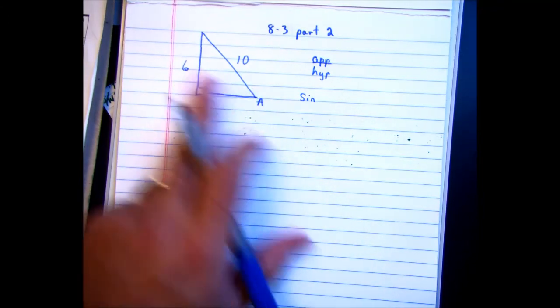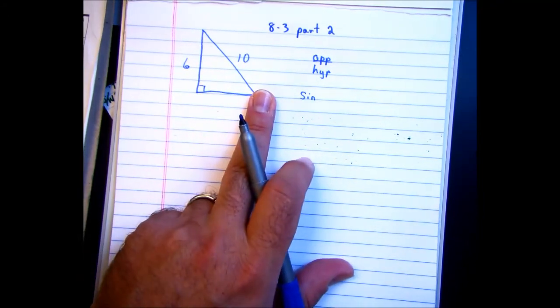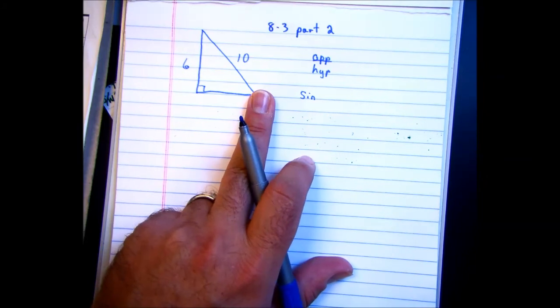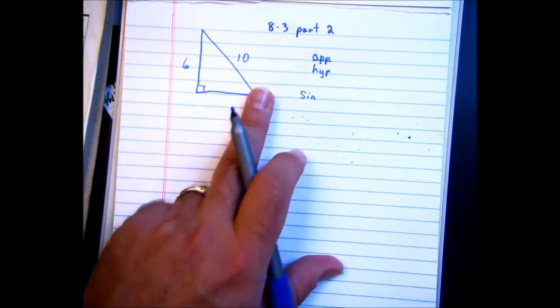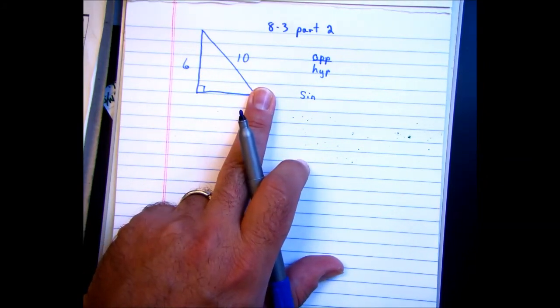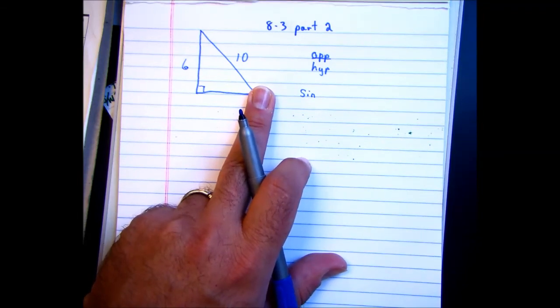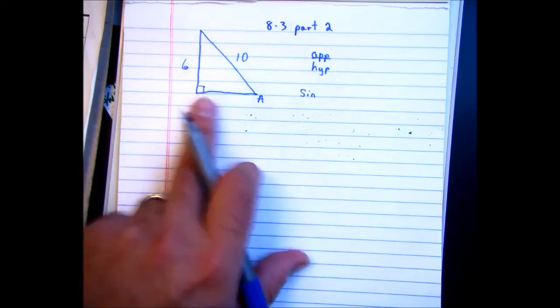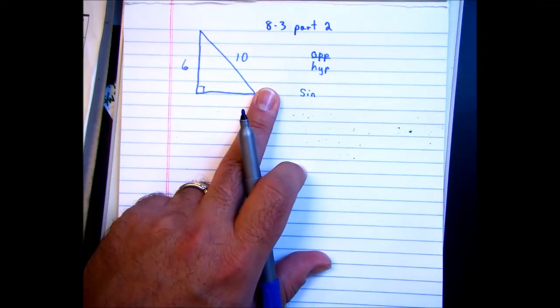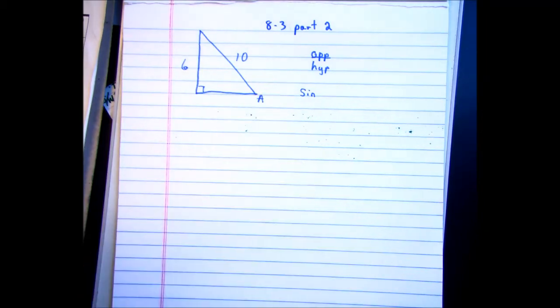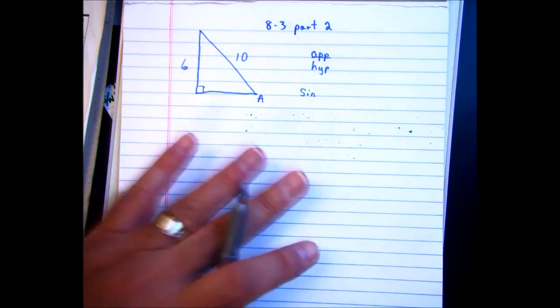If I was looking for A and the 6 had moved over here, it would be the adjacent and hypotenuse, so I'd have to use cosine. If the 10 was down here, I'd have to use opposite over adjacent, and it would be tangent. So it's all based on location. That's why you want to start making all of your triangles look the same, so you can understand it's based on location.